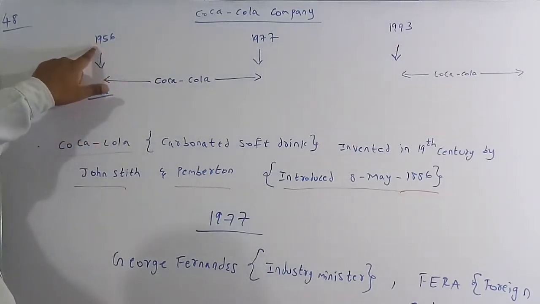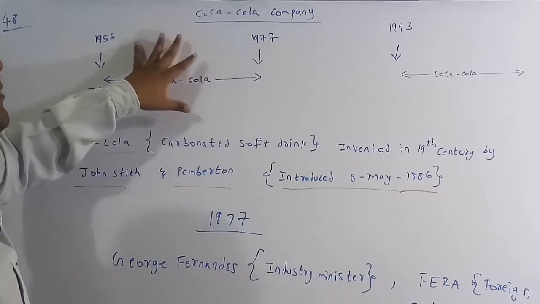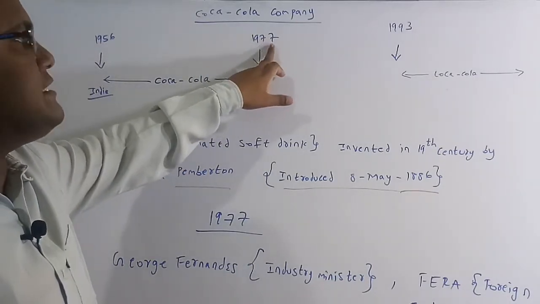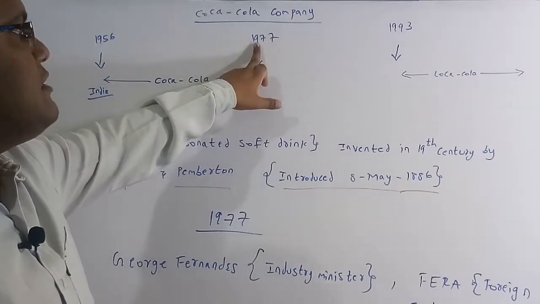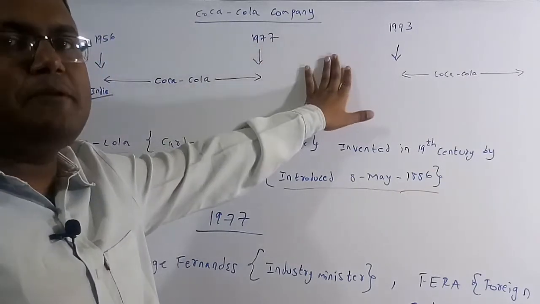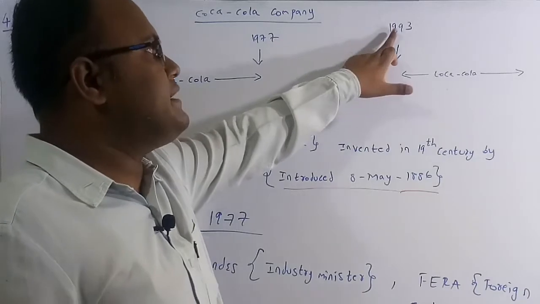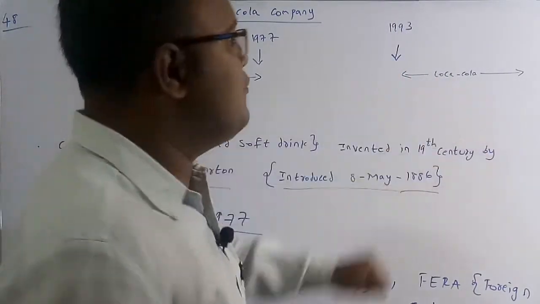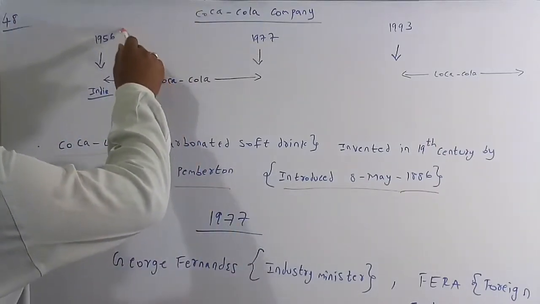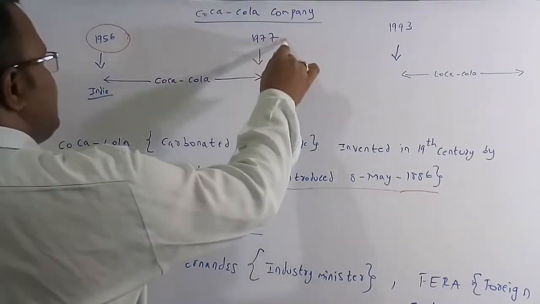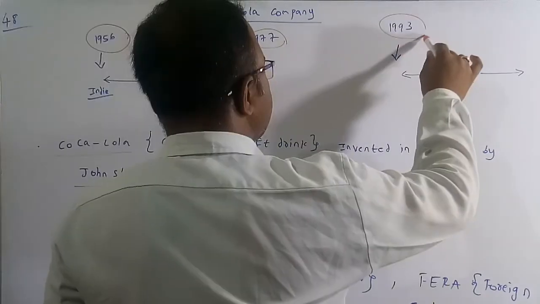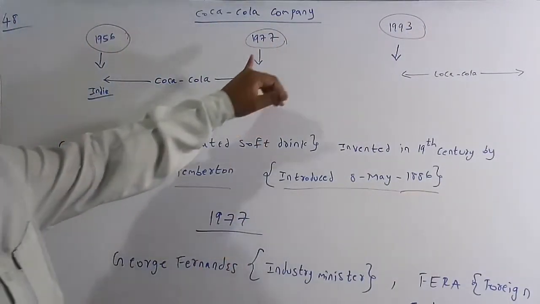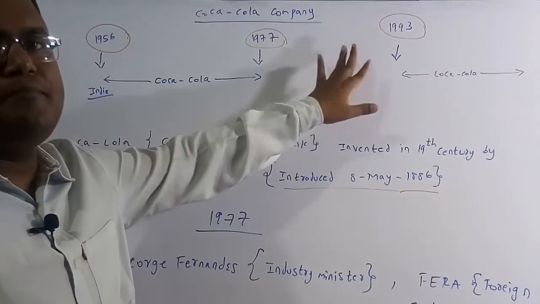Then from 1956 to 1977, this company was present in India, but the company left India in 1977. From 1977 to 1993, this company was not present in India. Again, this company came back in 1993 and up to now it is present in India. So we can say that this company was present in India from 1956 to 1977 and again from 1993 to the present. Therefore, from 1977 to 1993 this company was not present in India.